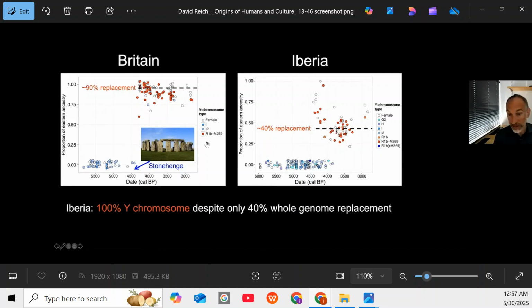by R1b, which is also, for instance, the Bell Beaker culture, most probably the Celts as well, but that's later. But there's a lot of other groups that are R1b. For instance, the Grooved Ware culture, which is older than the Bell Beaker culture.